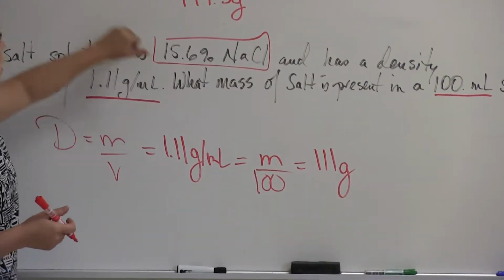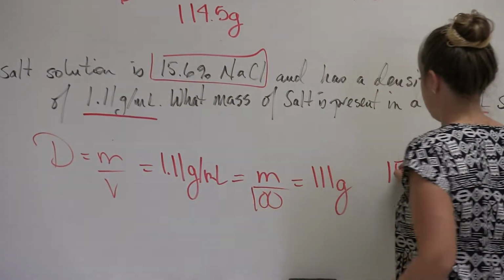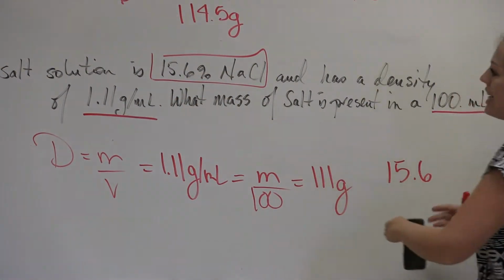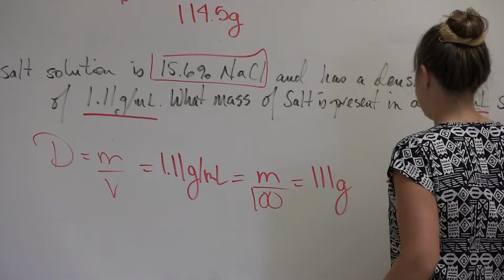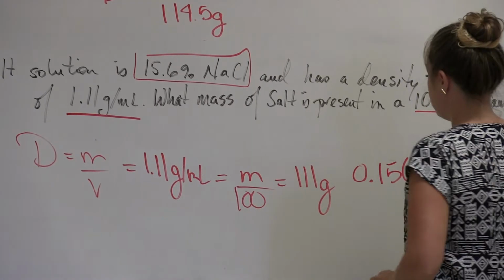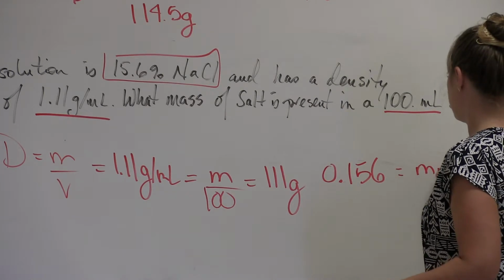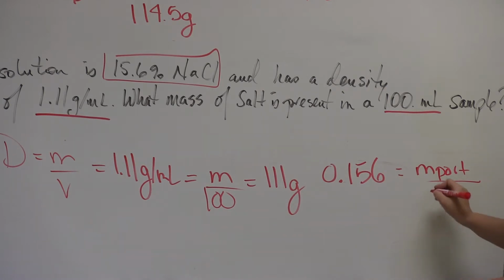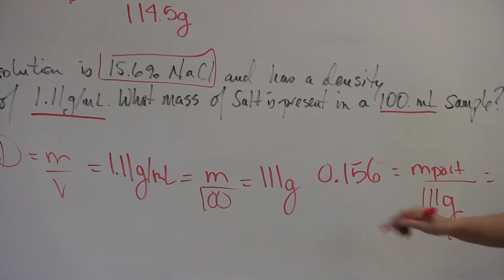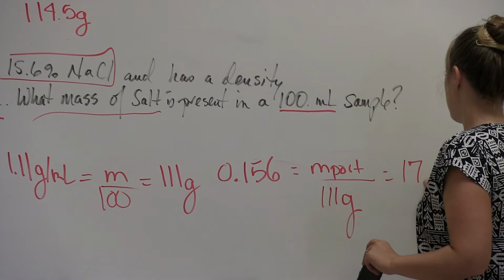Okay, well now we still have the equation for percent mass. So we know percent mass is 15.6%, which we need to get out of percent. So if we get it out of percent, it would be 0.156. We're going to set it equal to the mass of the part, which is what we want to solve for, and we have the total mass. The total mass is 111 grams. So if we multiply these two together, we get the mass of our part, which is what we want. We want to know what is the mass of the salt, and that is going to be 17.3 grams.